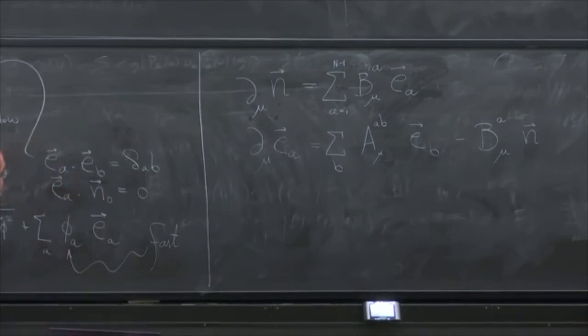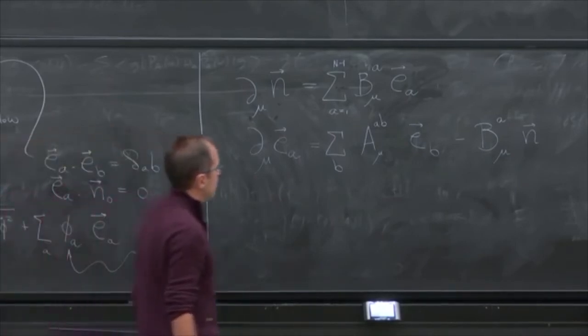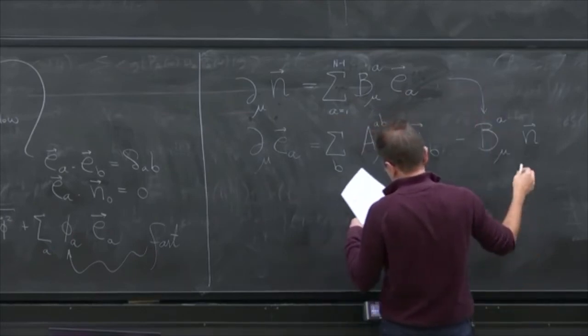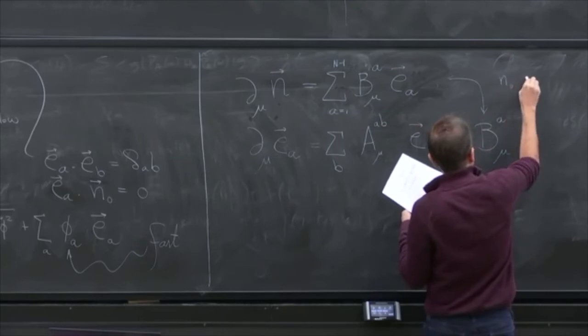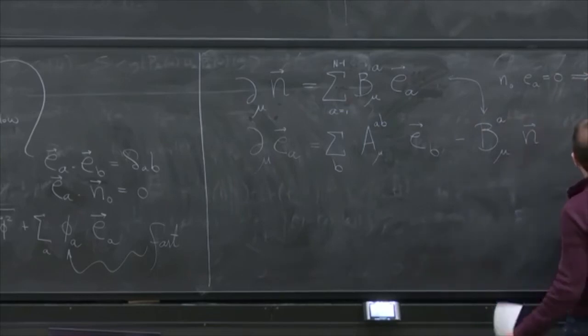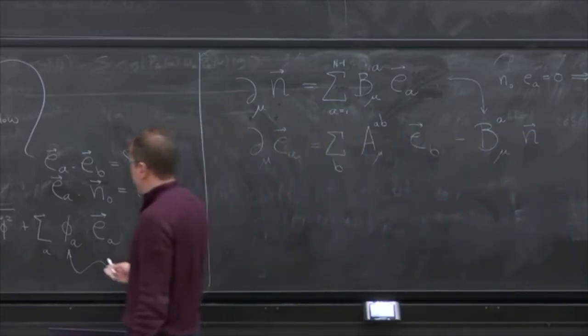Now the fact that it's the same term that appears above is not obvious. The fact that these are the same follows simply from using equations like n0 dot EA is equal to 0, and therefore the derivative of n0 dot EA must be equal to minus n0 dot the derivative of EA. And if you do it, then you figure out that that coefficient B is not new. It's the same as what appeared before.